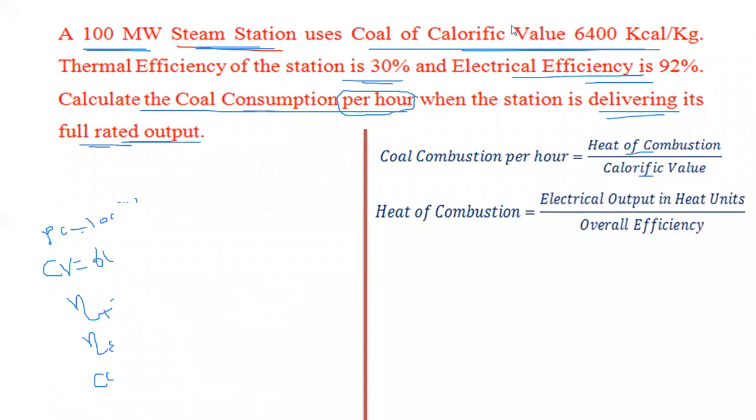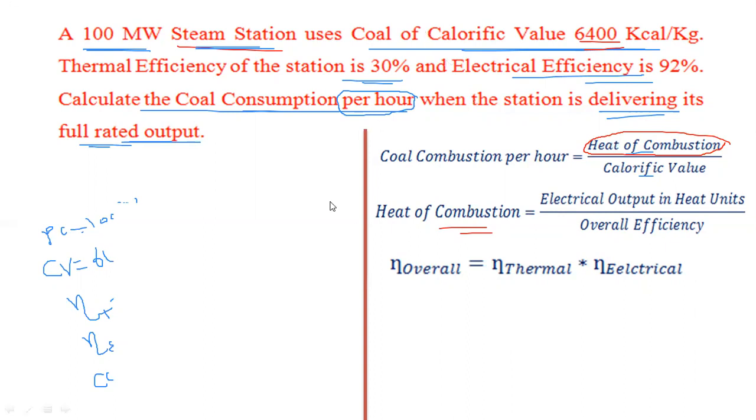The calorific value they are given is 6,400, but we don't know the value of the heat of combustion. We know the formula: heat of combustion equals electrical output in heat units with respect to the overall efficiency. The electrical output in heat units means 1 kWh equals 860 kilocalorie.